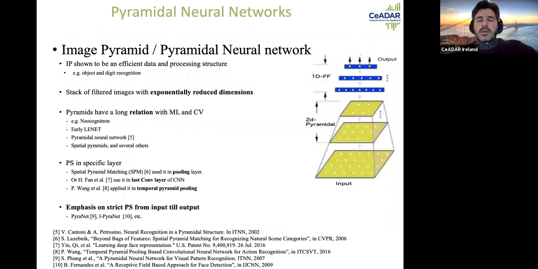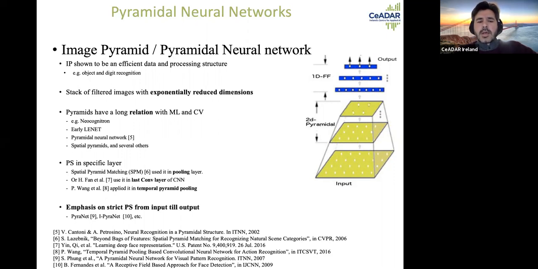Image pyramids or pyramidal neural networks are not totally new. They were previously used, for example, in traditional computer vision by spatial pyramids, or in neural networks by pyramidal neural networks. Even the Neocognitron and early LeNet follow the same concept, but as time went on, they were not strict. For example, some used it only in the pooling layer, some in the convolution layer, or as temporal pyramid pooling, but not from input till output.